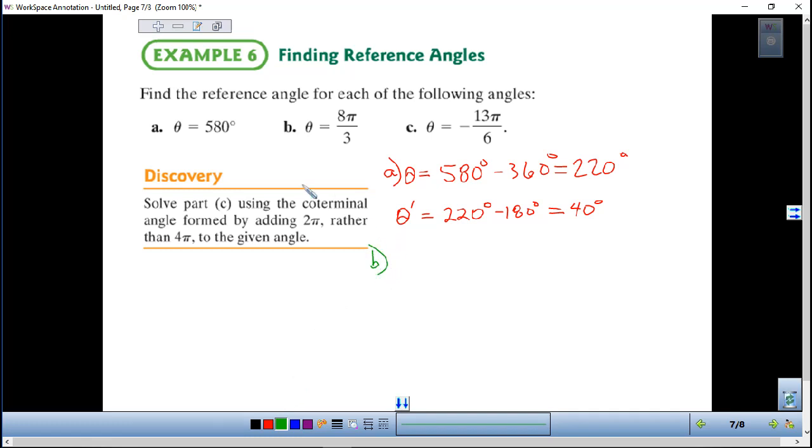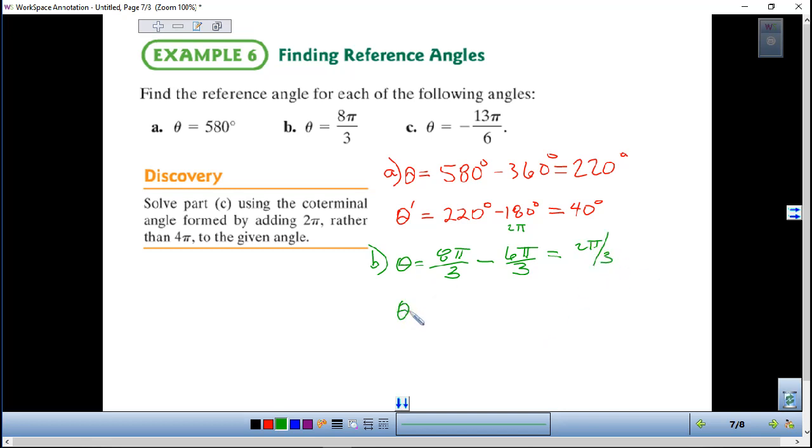All right, part B, nothing changes. We still got 8 pi over 3. That's just our theta. And 3 goes into 8 more than 2 times, so we know it's larger than one circle. We're going to subtract 6 pi over 3. That's nothing more than 2 pi. Remember, I go ahead and get my common denominator. You have to have a common denominator to subtract fractions. So 8 pi over 3 minus 6 pi over 3 gives me 2 pi over 3.